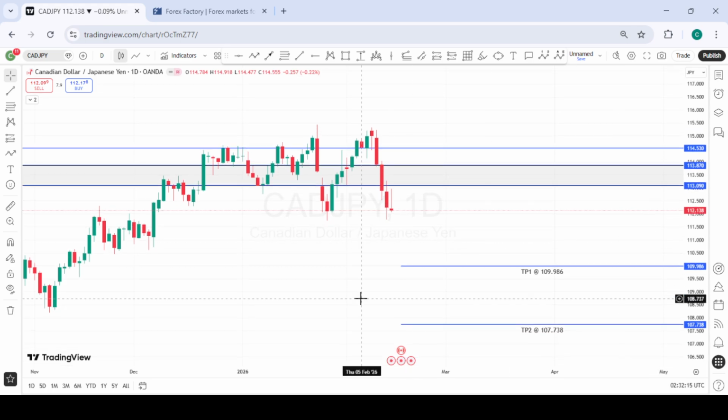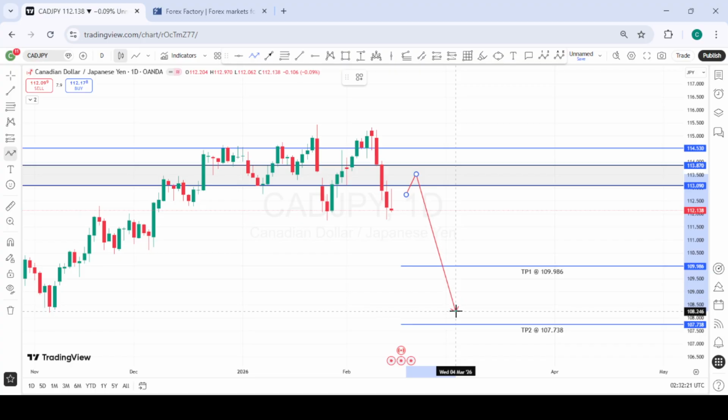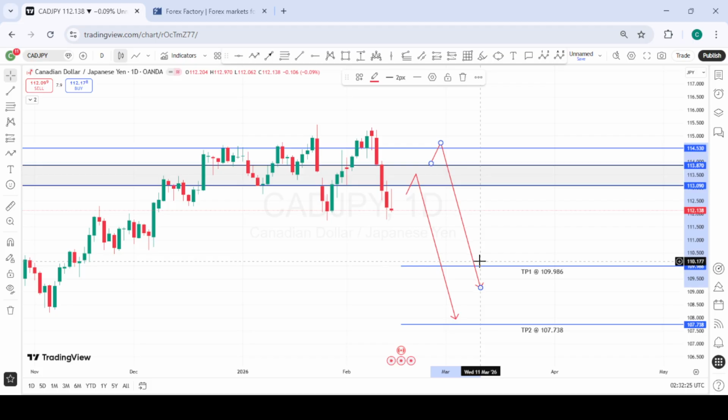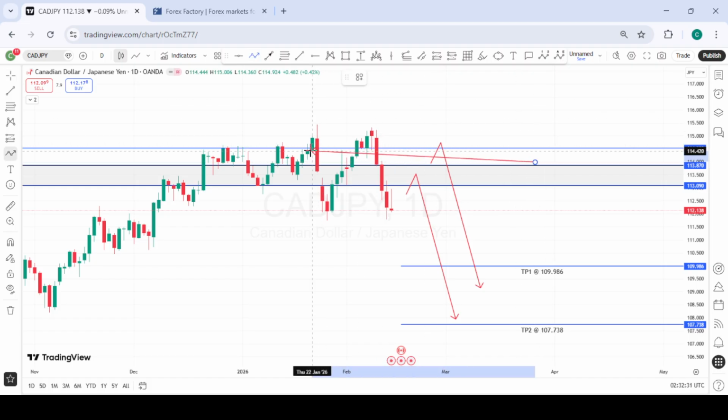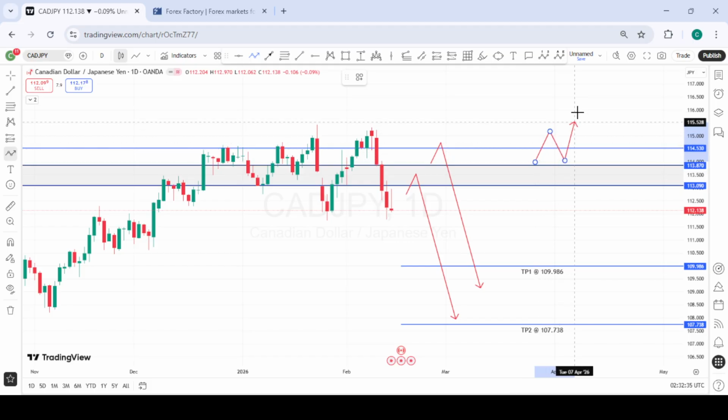So we're also going to look forward to this pullback, a retest of this area of interest, and look for selling opportunities to the downside. So these two targets we have below, should price pull back a bit higher to this zone, we'll still be interested in looking for the selling opportunities. This will shift bullish if we get a daily candle break above this structure point and continue to the upside.